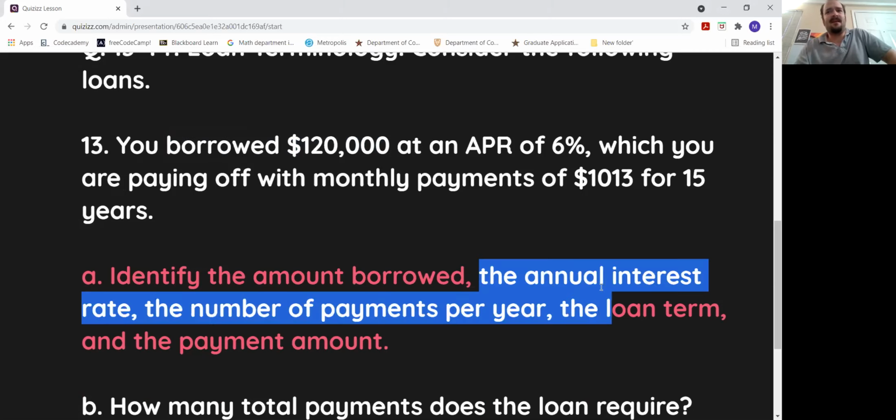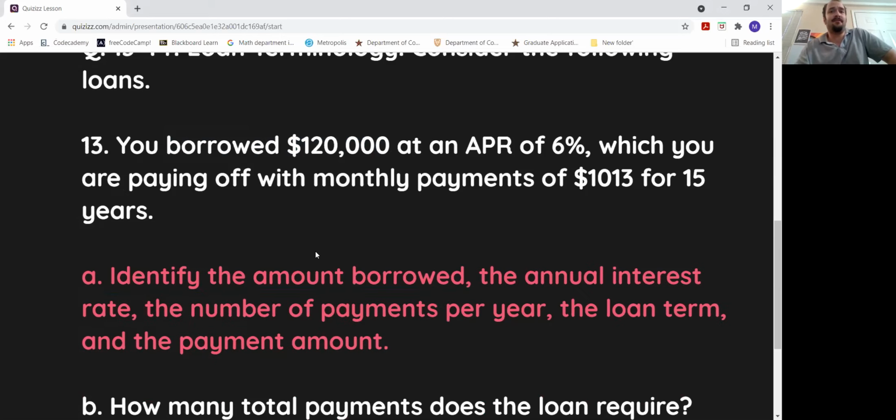This is just basically asking you to pick off the information from the problem. Can you translate this English up here to Mathanese down here? Amount borrowed would be like your principal, right? That's your principal amount borrowed. P is what? 120K. My interest or my APR equals 6 percent. You could even put 0.06. If you wanted to convert it to decimal, would probably be the best thing to do.